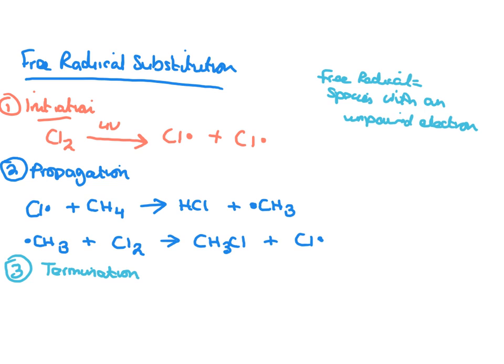Now, the final step is the termination step. The termination step is just going to be when two radicals combine to make a product, and it will terminate the entire process. I'm just going to pick the methyl radical and the chlorine radical to make chloromethane. And that has terminated the reaction.